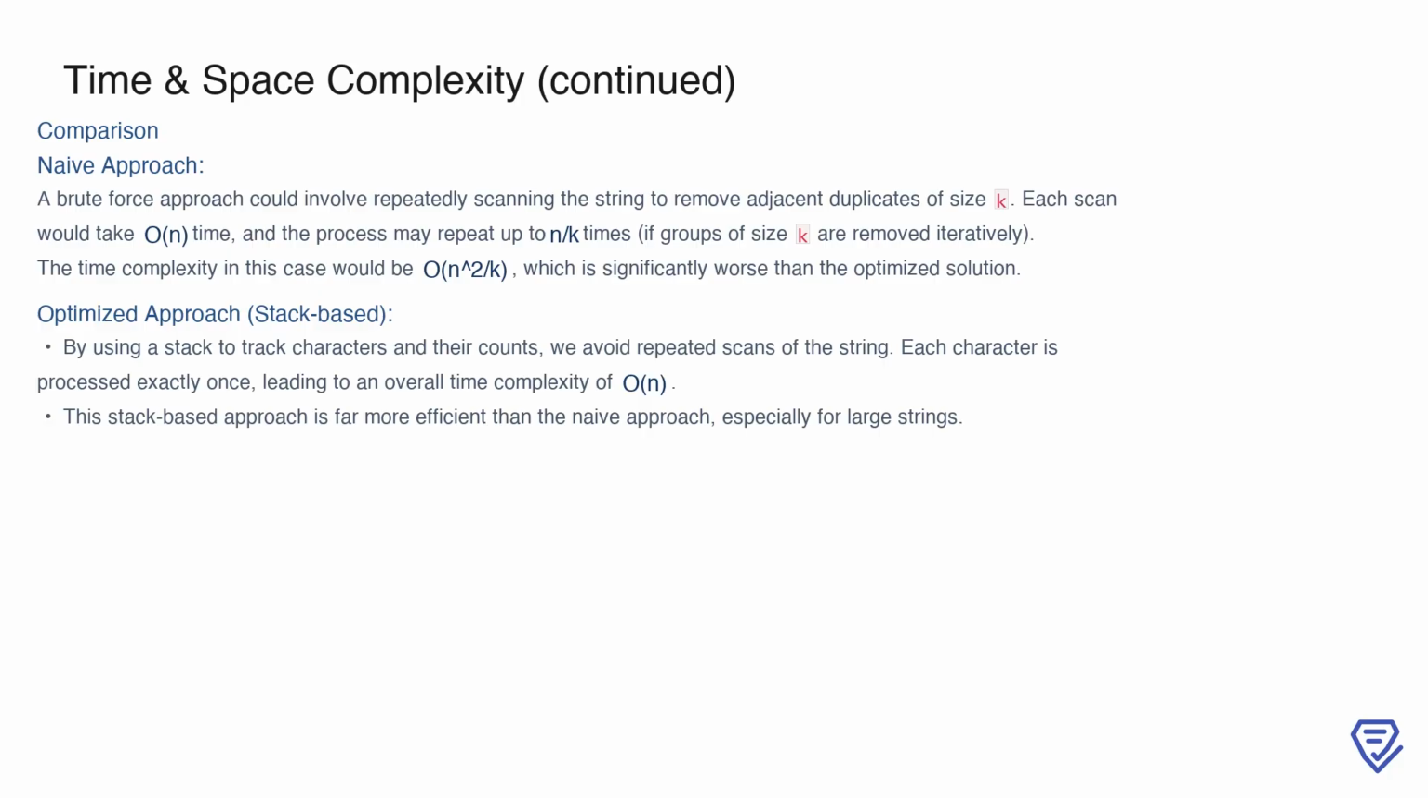To understand the efficiency of this solution, let's compare it with a naive approach. A brute force method would involve repeatedly scanning the string to remove adjacent duplicates of size k. Each scan takes O(n) time, and in the worst case, this process could repeat up to n/k times. This leads to a time complexity of O(n²/k), which is significantly less efficient than our optimized solution. By contrast, the stack-based approach processes each character only once, avoiding repeated scans. This brings the time complexity down to O(n), making it far more suitable for large strings.